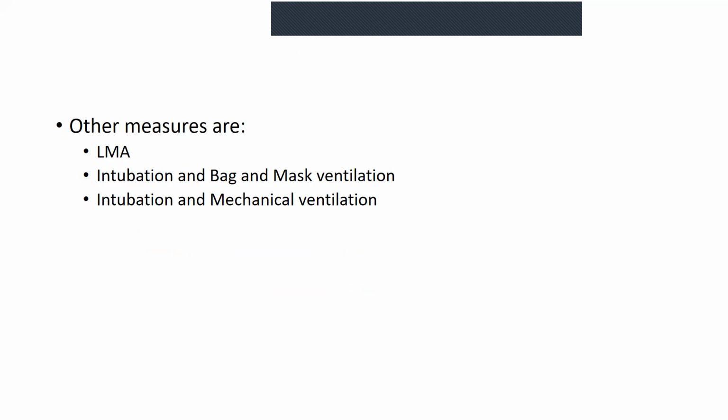Other alternatives we can also have are placement of an LMA tube if there is a difficulty, and we can go for intubation and bag and mask ventilation. Intubation and mechanical ventilation can also be done for further improvement and for the further management of the patient. Next slide.